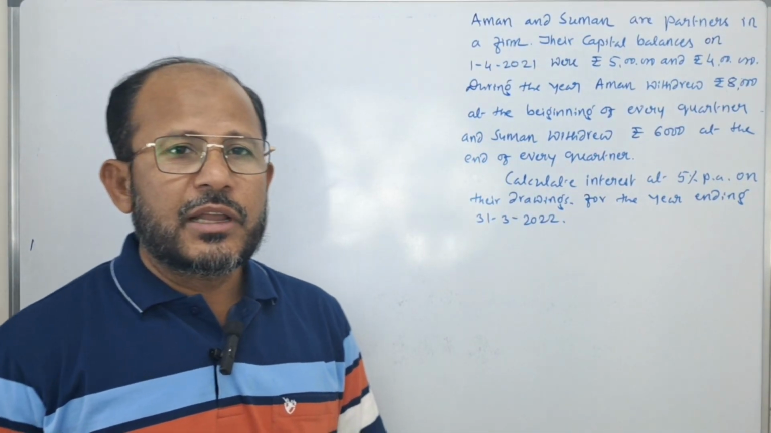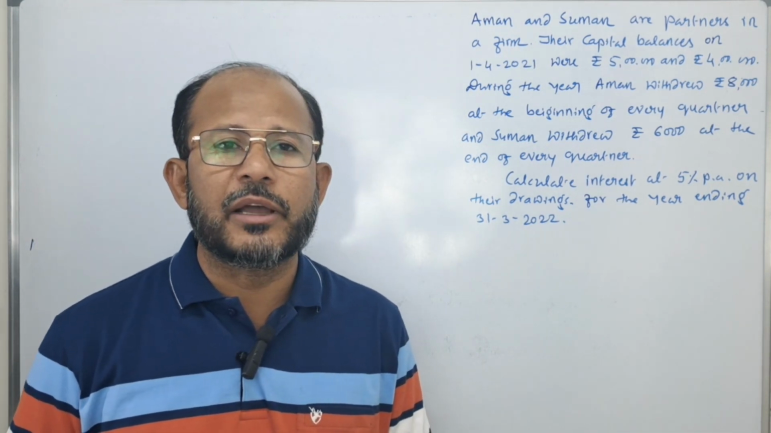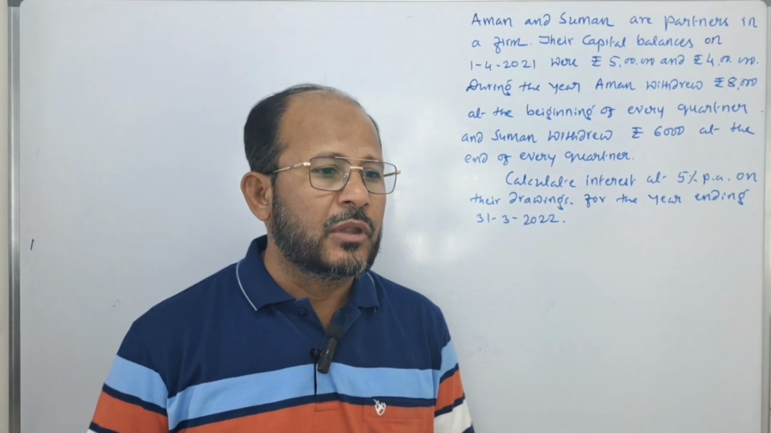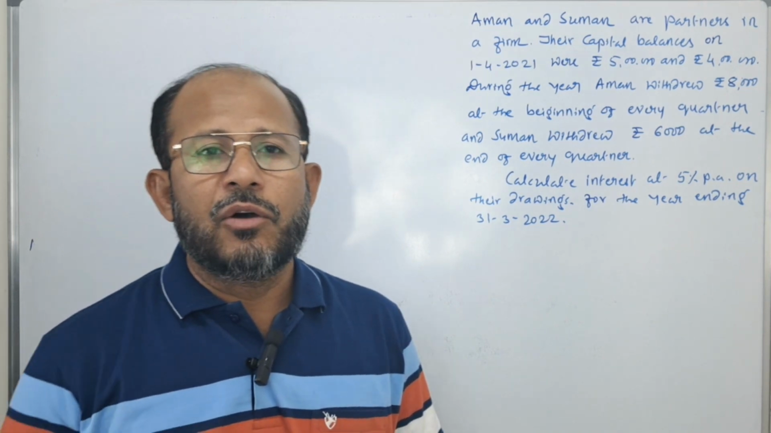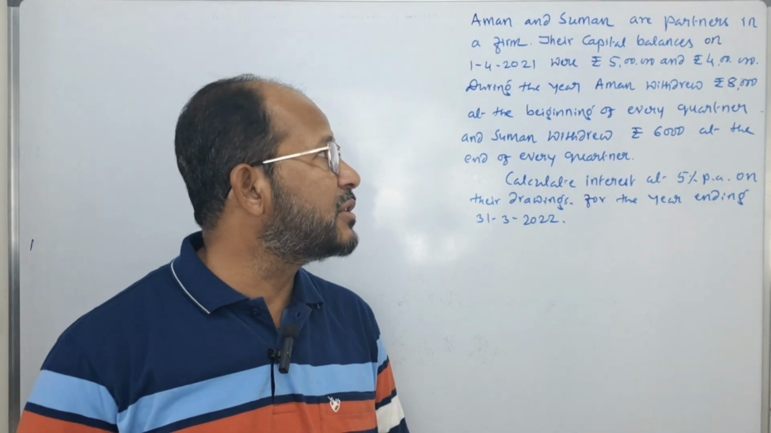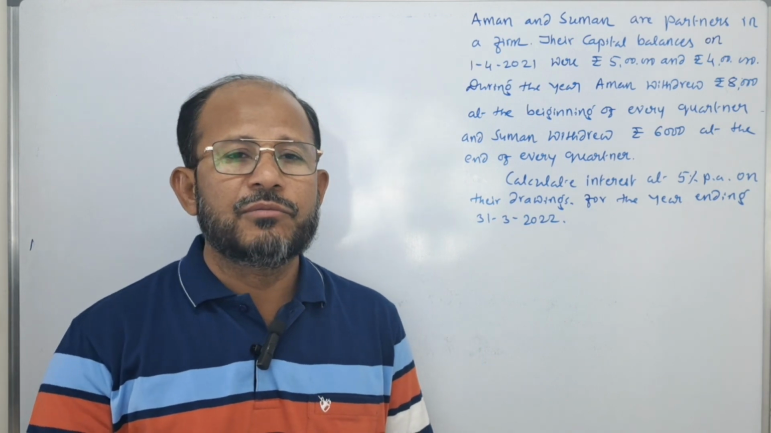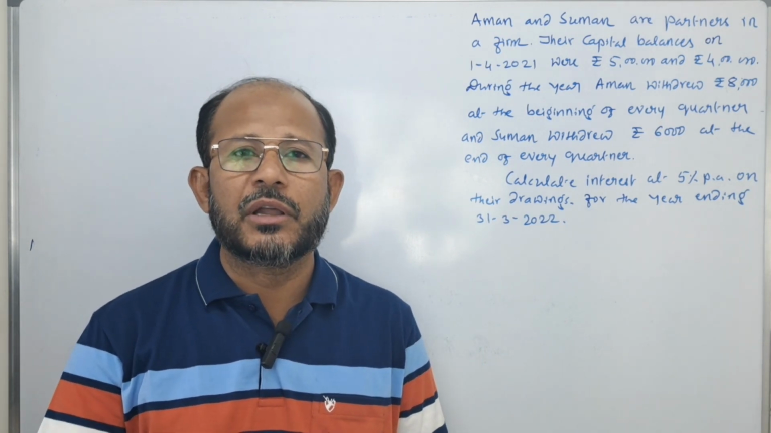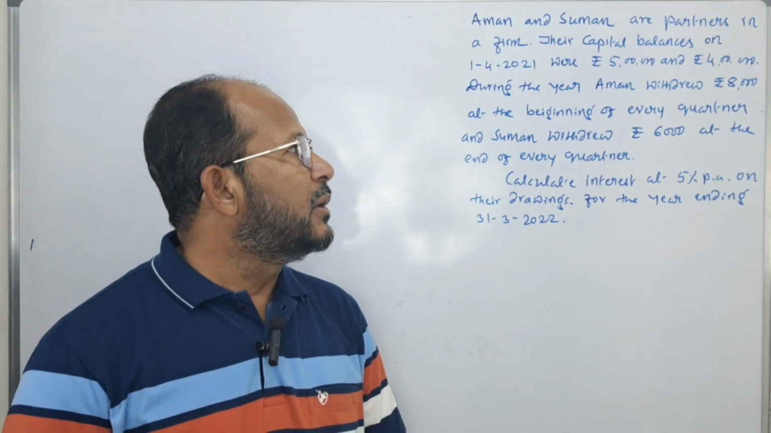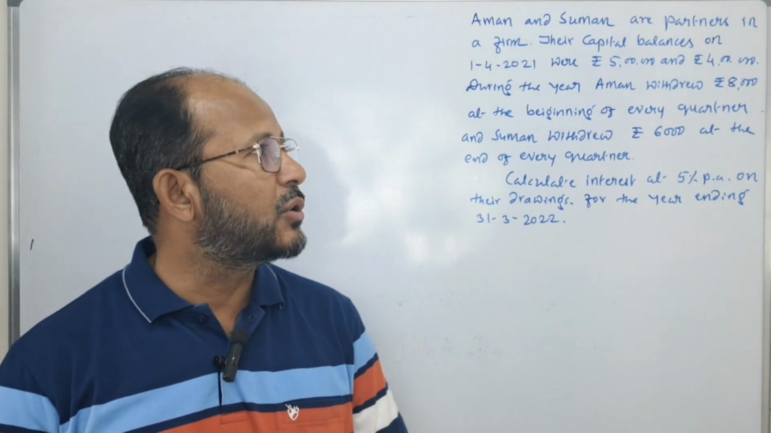Dear students, in today's class you are going to learn how to calculate interest on drawings of partners if the amount is withdrawn by the partners at the beginning of every quarter or at the end of every quarter. In the previous class, I have already explained in detail, and also we have solved the problems in the previous videos, how to calculate interest on drawings of partners in case the amount is withdrawn at the beginning of every month or at the end of every month or sometimes in the middle of every month. Under all these circumstances, you have learned how to calculate interest on drawings of partners.